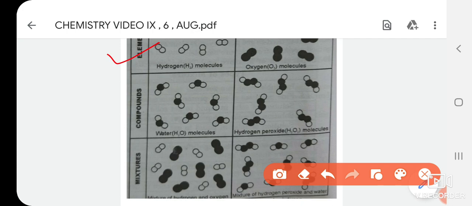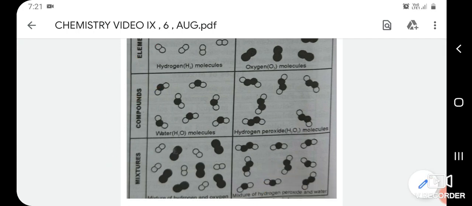Now what are the metalloids? Yes, there are few elements which resemble both metals and non-metals. They are called metalloids. They show the properties of metals as well as non-metals. They are also called semi-metals. Examples are boron, silicon, then germanium, arsenic, antimony, tellurium, etc.